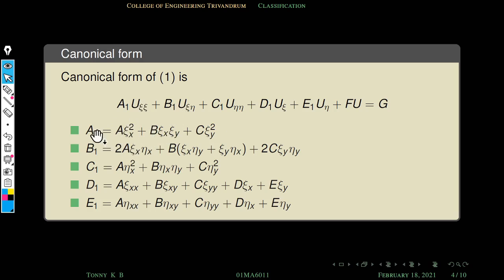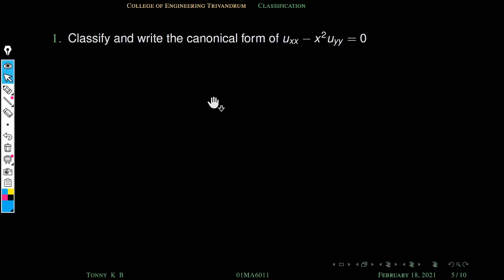Almost, a1 and c1 have similar formulas; instead of psi, here we use eta. d1 and e1 also have similar formulas, just replacing psi with eta. And b1 is different: it is 2 times a psi x eta x plus b times and so on. Anyway, you have to learn all these formulas by heart to write the canonical form in time. So we discuss this problem: classify and write the canonical form. This is a hyperbolic type equation.